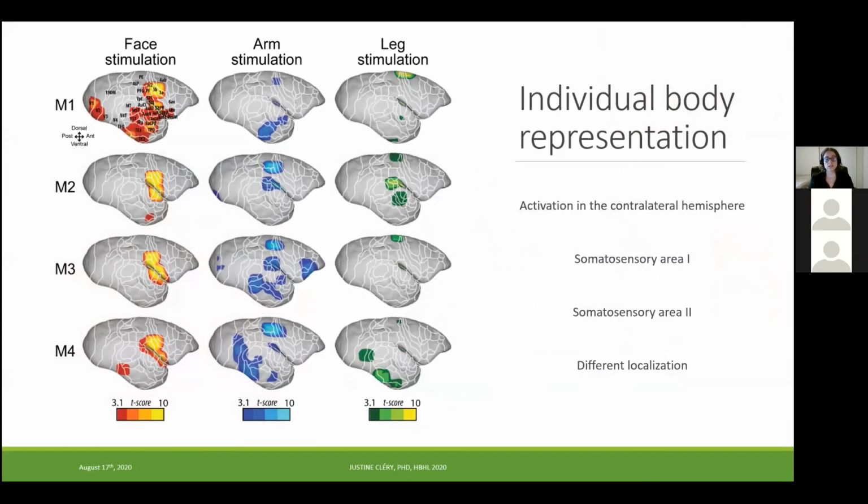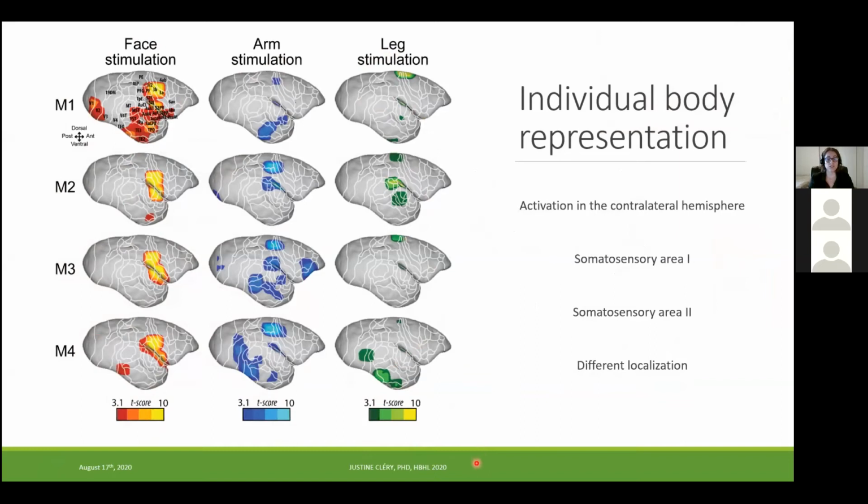We acquired data in 4 marmosets: face, arm, and leg stimulation elicit brain activation in the contralateral hemisphere of the stimulation. So here it corresponds to the right hemisphere of the animal because we stimulate the left body part. Face activation are represented in red, arm in blue, and leg in green.